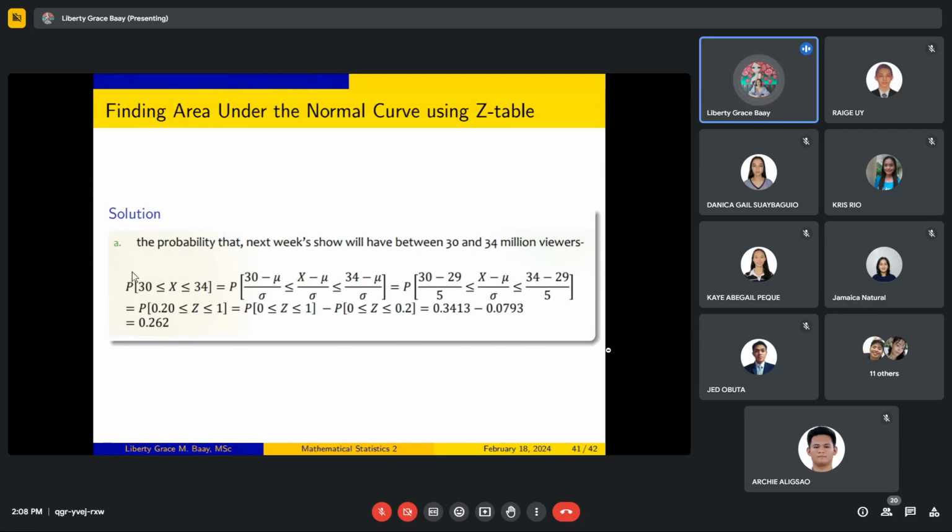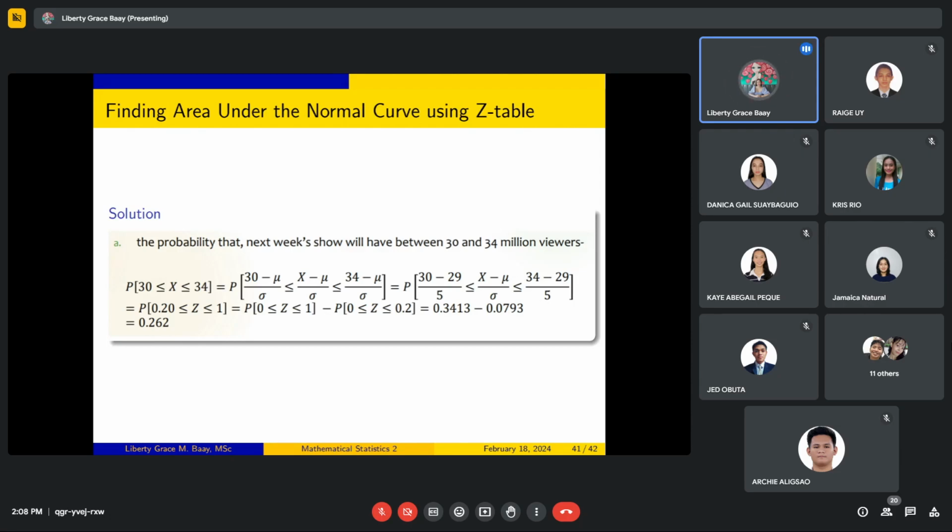0 to 0.2. So this is our 0.2, right? Okay, so we subtract 0.5. So 0.579 minus 0.5, of course, it is equal to 0.079, class, or 0.0793, rounded off to 4 decimal places. So calculating, we have 0.262, which means that the probability that the next show will have between 30 and 34 viewers is 0.26.